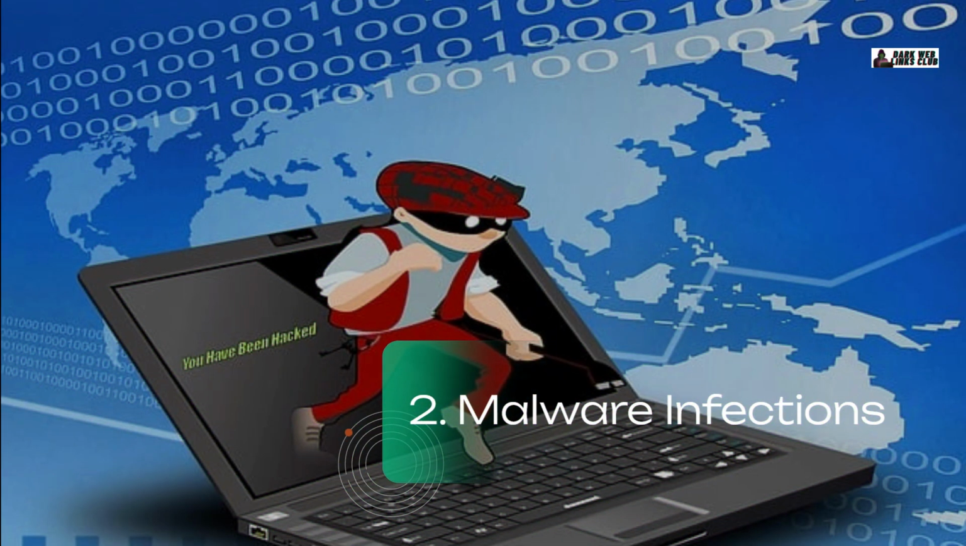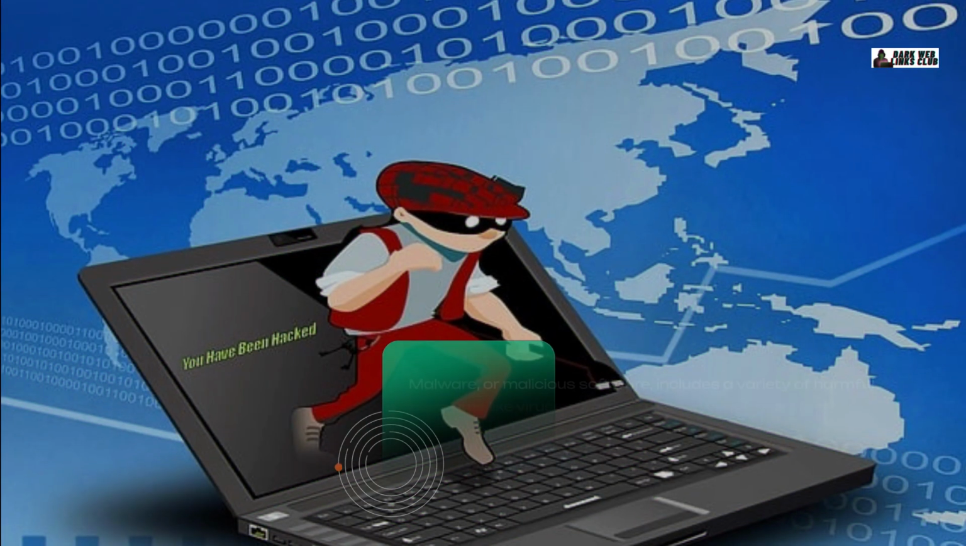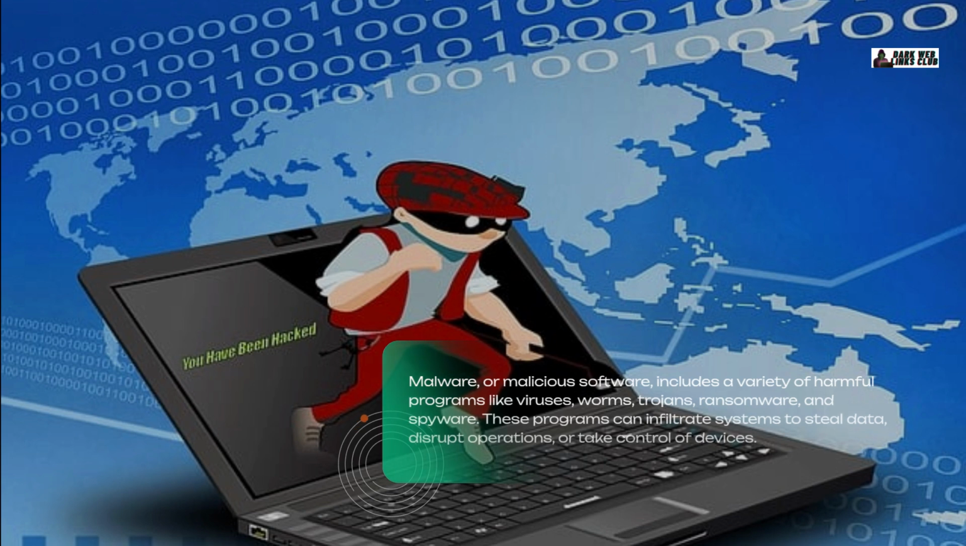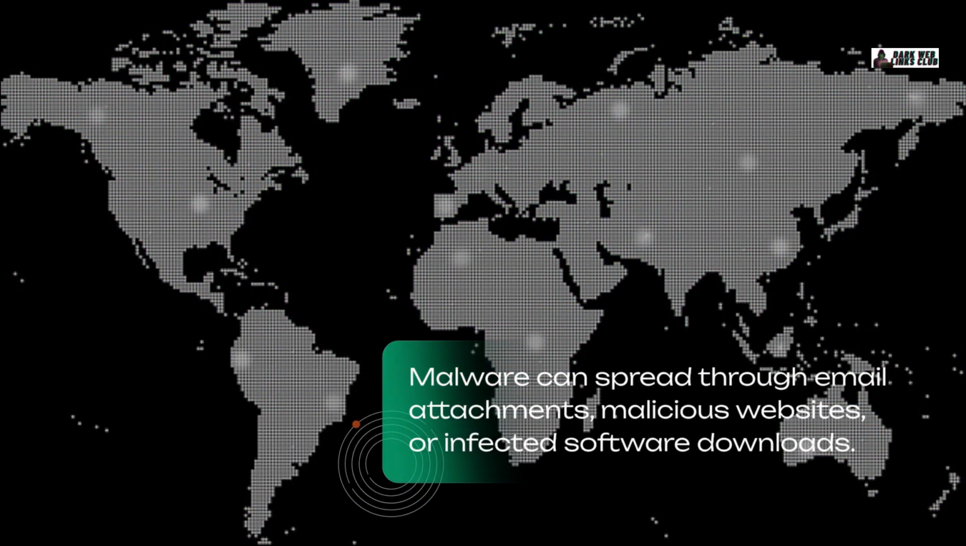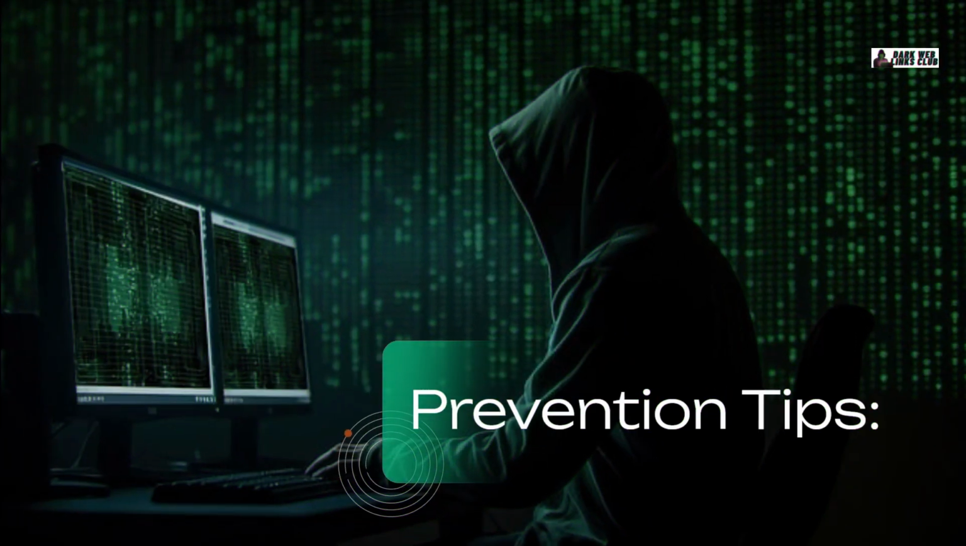2. Malware infections. Malware, or malicious software, includes a variety of harmful programs like viruses, worms, trojans, ransomware, and spyware. These programs can infiltrate systems to steal data, disrupt operations, or take control of devices. Malware can spread through email attachments, malicious websites, or infected software downloads. Prevention tips.